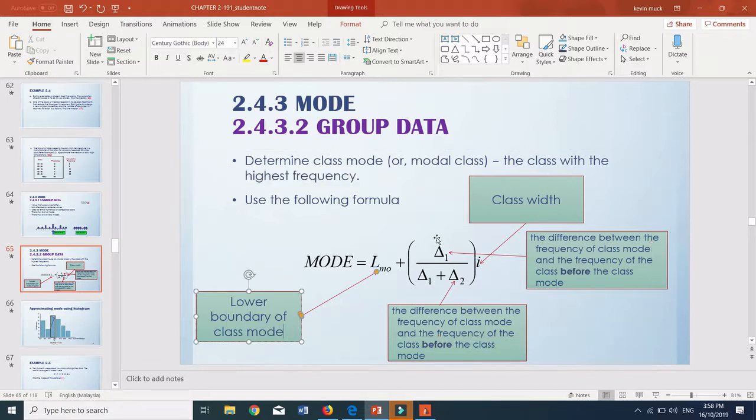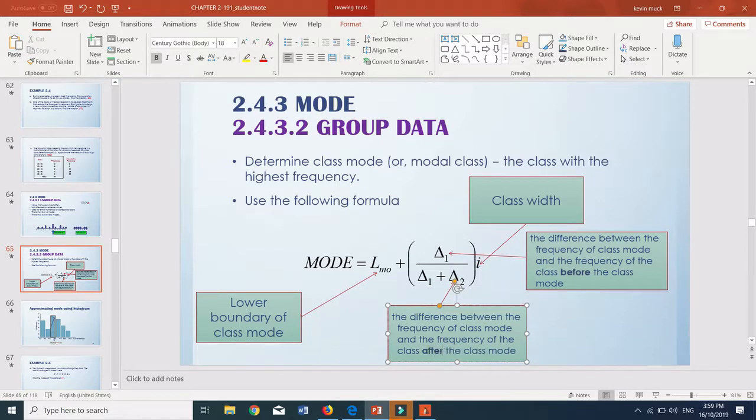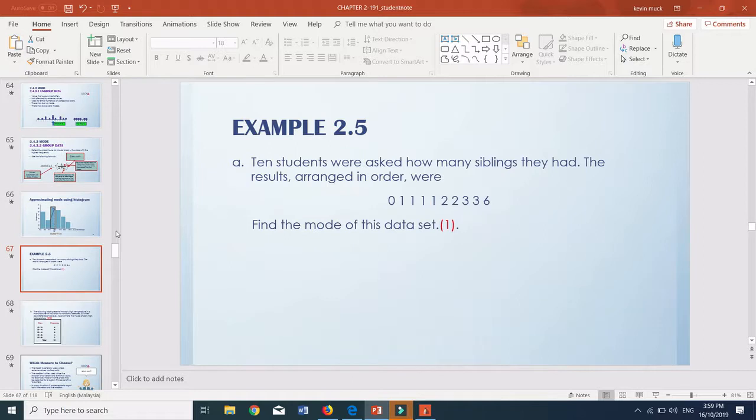And then you take the difference between the frequency of the class mode and the frequency of the class before the class mode. And then the difference between the frequency of the class mode and the frequency of the class after the class mode. And then this is still the same, the class width.